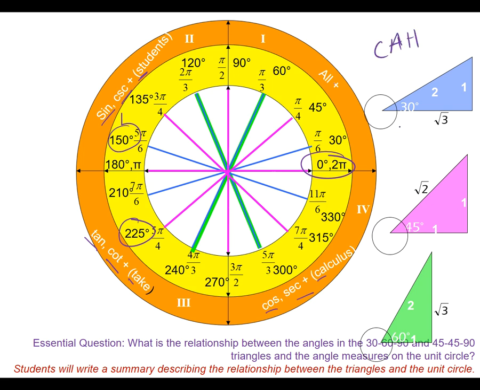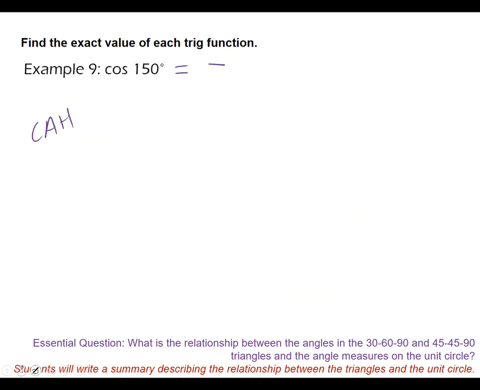Okay? So, what is the adjacent leg? Square root of 3. Good. What's the hypotenuse? 2. So that's what I'm going to write down. I'm going to write down that ratio. Square root of 3 over 2.